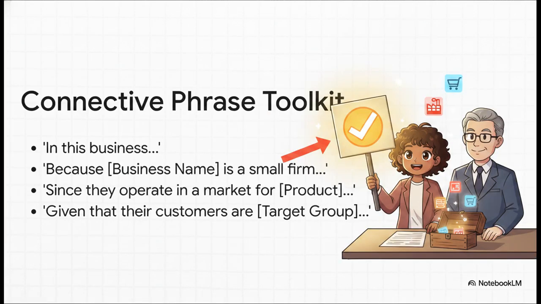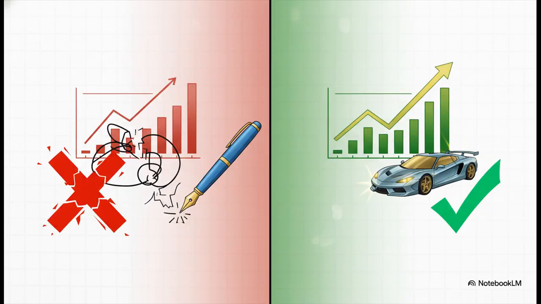And that final step is so important. Using phrases like these is like holding up a giant sign for the examiner that says, "Hey, look over here. I'm applying my knowledge right now." It makes your thinking crystal clear and guarantees you get the credit for it. Just starting a sentence with, "Because this florist is a small firm," immediately focuses your answer right on the case study.